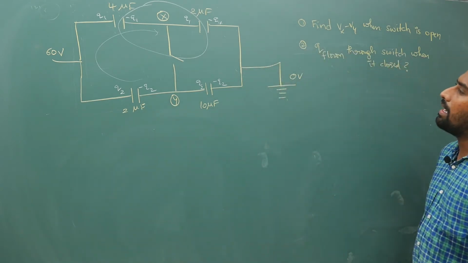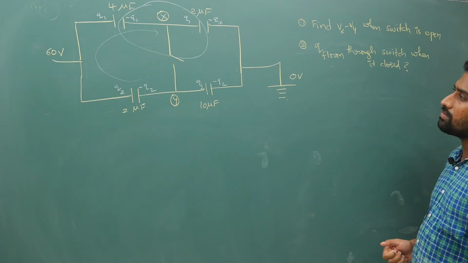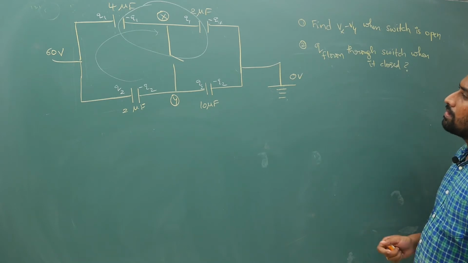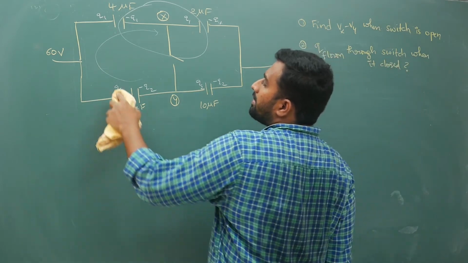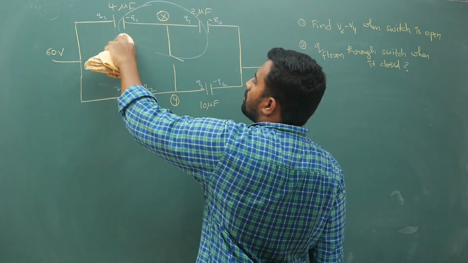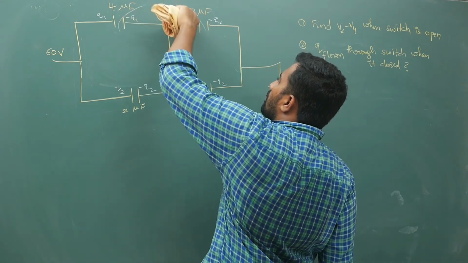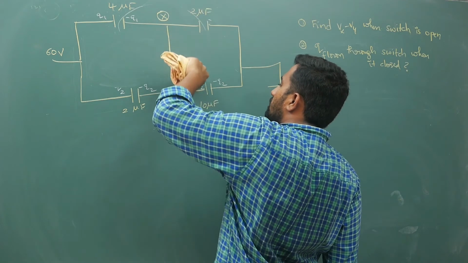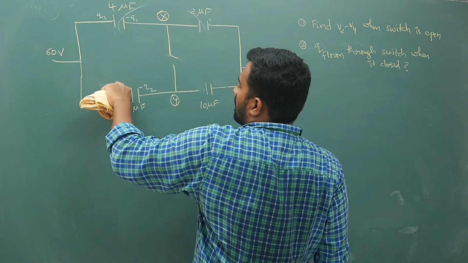So I am doing it. Next I will try to calculate the charge flown through the switch when it is closed. Now after closing the switch, we have to calculate what is the value. So after closing the switch, your charges will be different. So we need to take care of that part.